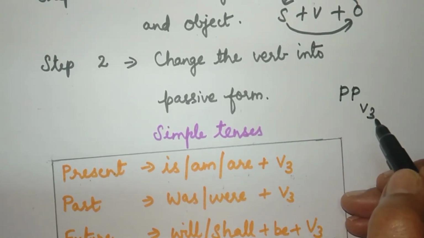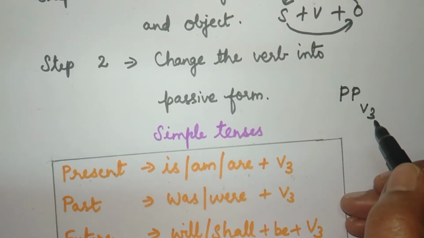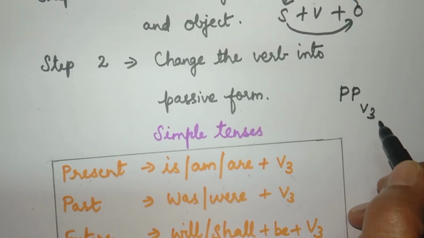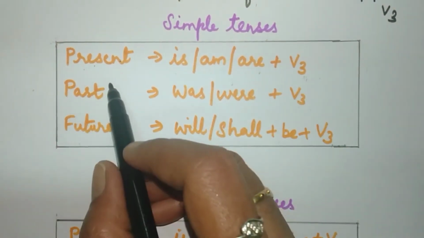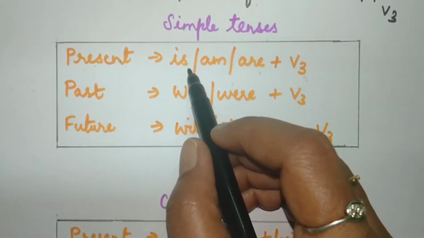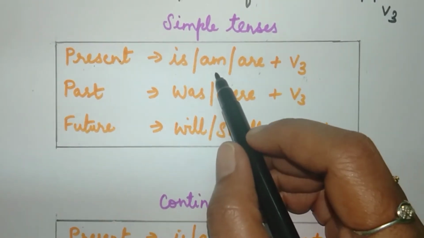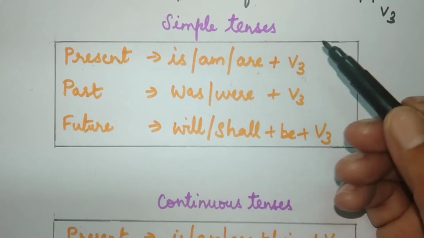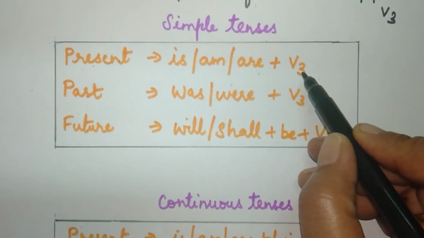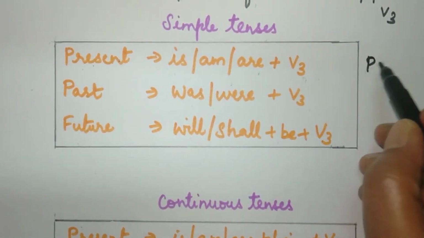So when active voice is changed into passive voice, we are not going to entirely change the verb tense. It will be changed into the passive form, that is the third form of the verb. First, simple tenses, that means simple present tense. Is is used for the singular person, am is used for I only, and are is used for the plural form of the subject. And at last we are adding the V3 form, which is nothing but the past participle.